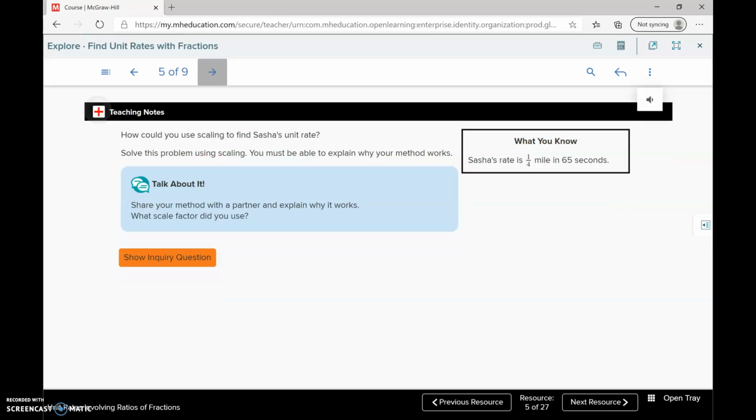Let's look at this. How could I use scaling? Scaling is when I find the unit rate and multiply by that number. So try and figure this out. How could you use scaling to solve this problem? All right, ready? Let's go look. See if you got it.